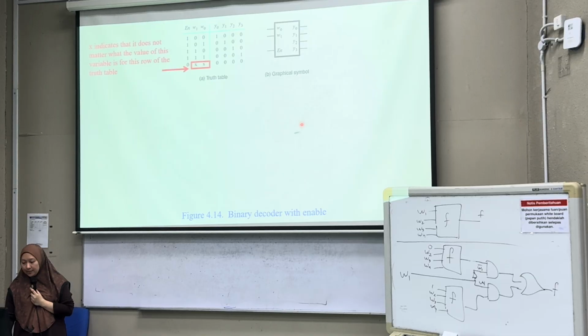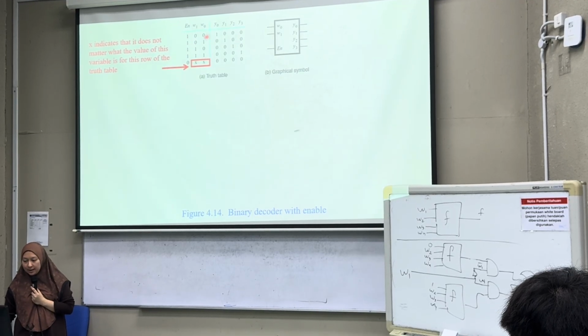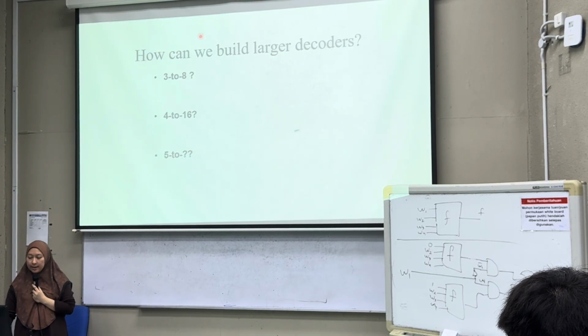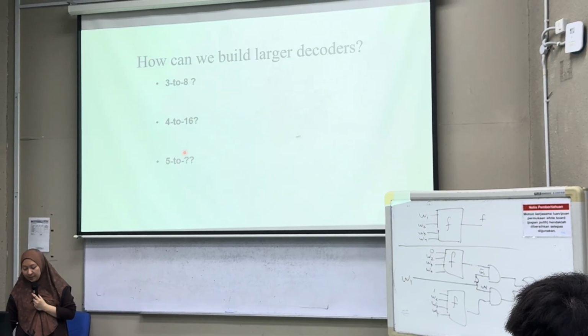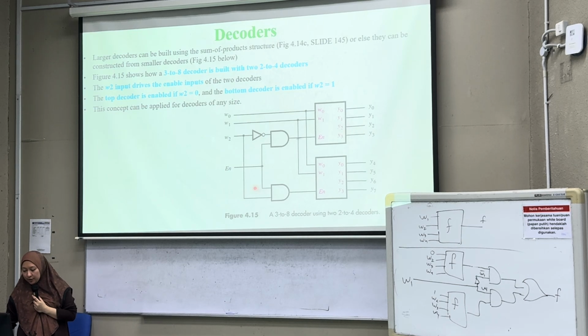Alright, so this is a binary decoder with enable. When enable is 0, we don't care what W1 W0 is. Only when it's 1, the output follows what the inputs need. Okay? How can we build larger decoders? Some need 3 to 8, 4 to 16, or 5 to something. So here you have a 3 to 8 decoder using 2 to 4 decoders.